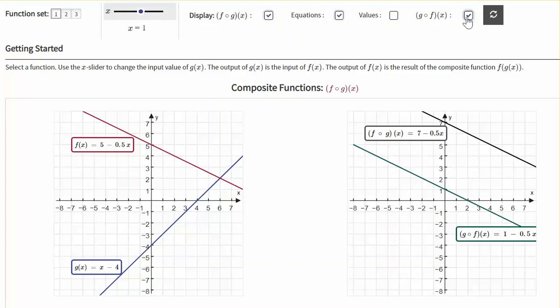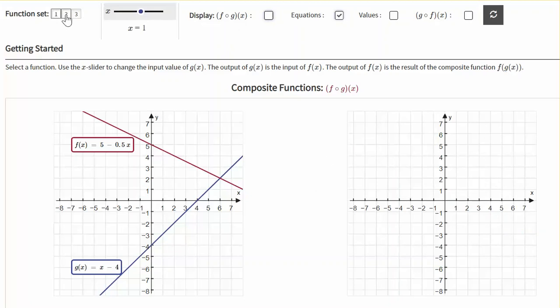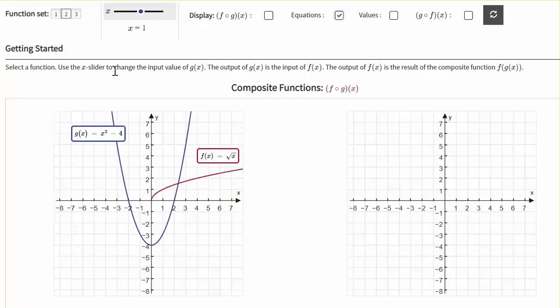So let's get rid of these and we'll try another function that's not linear. What if we look at these two functions? You can see here that I have the square root function for f of x. I've got a quadratic function here for g of x. Now remember, when I compose these two functions together, what I am ultimately creating is a brand new function that's going to be graphically displayed over here on the right.